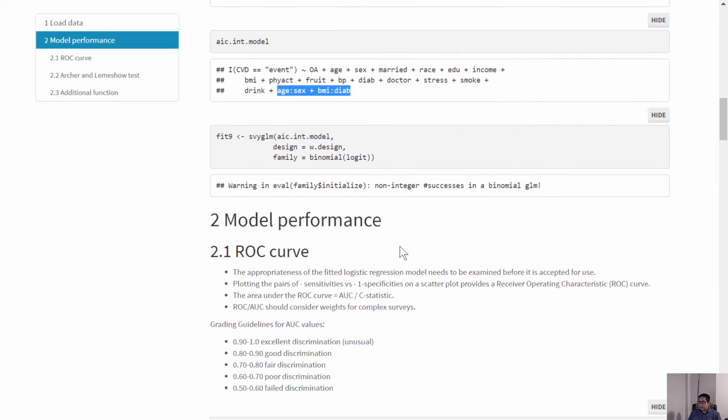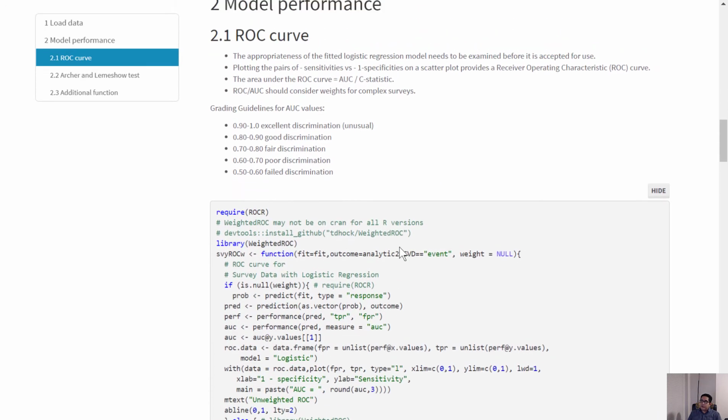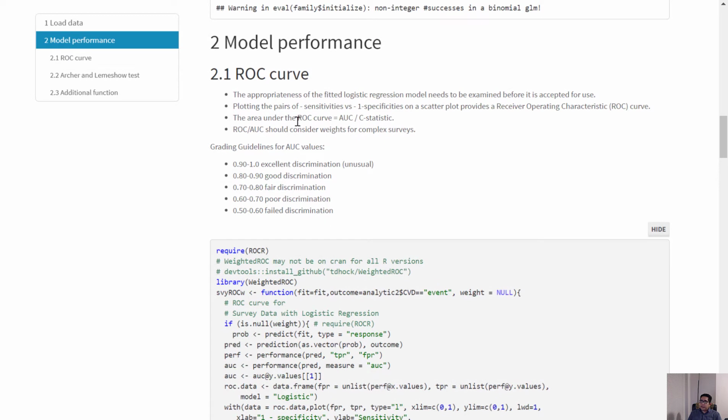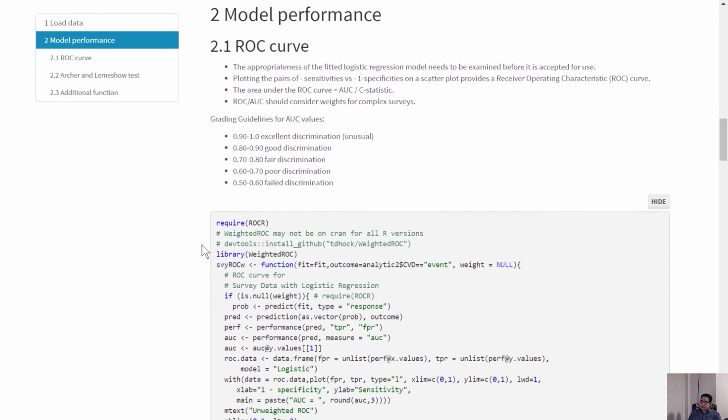Alright, so in terms of model performance, we can check the area under the curve of the ROC, also known as the AUC or C statistic. We know that 0.9 to 1.0 of this AUC is excellent discrimination, 0.8 to 0.9 is good discrimination, 0.7 to 0.8 fair, 0.6 to 0.7 poor, and 0.5 to 0.6 is probably not a good discrimination model.